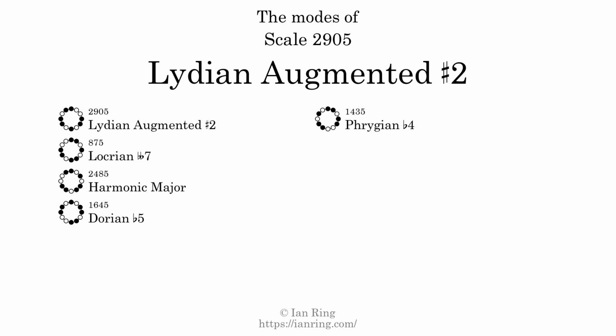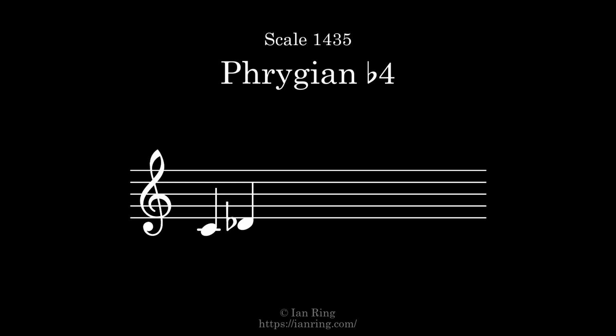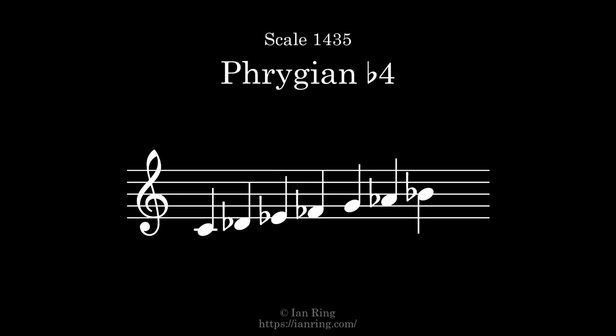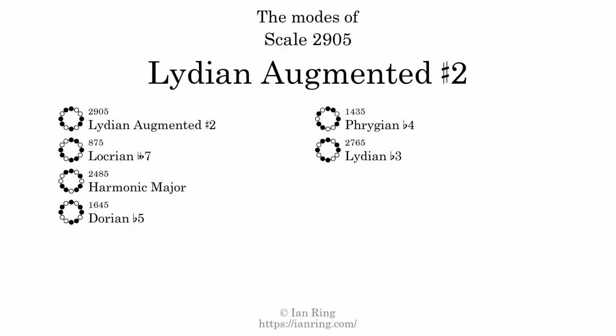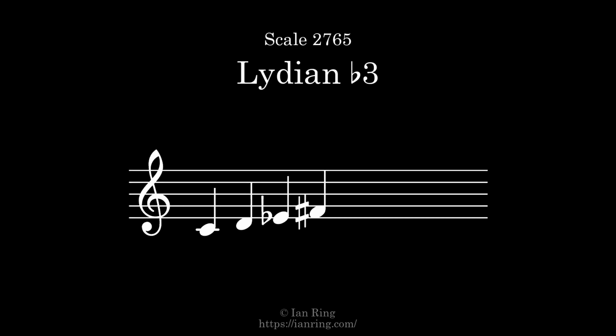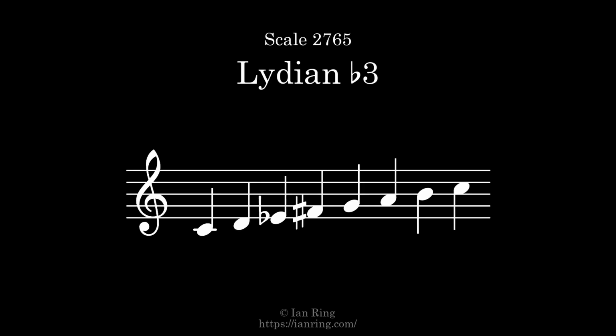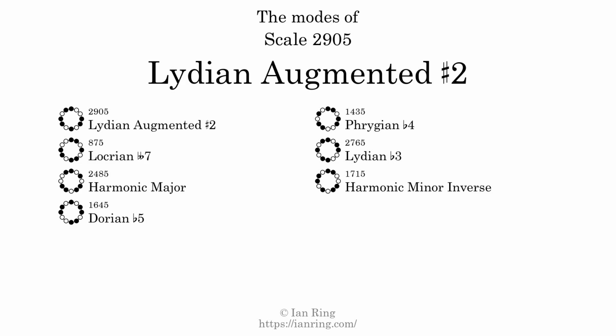The fifth mode is scale 1435, also known as Phrygian flat 4. It sounds like this. The sixth mode is scale 2765, also known as Lydian flat 3. It sounds like this. The seventh and last mode is scale 1715, also known as harmonic minor inverse. It sounds like this.